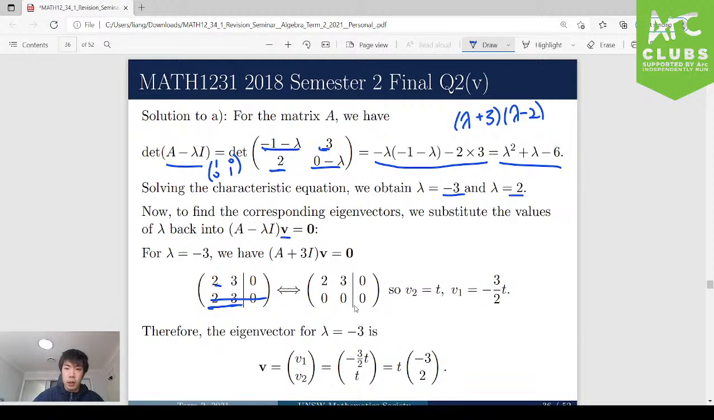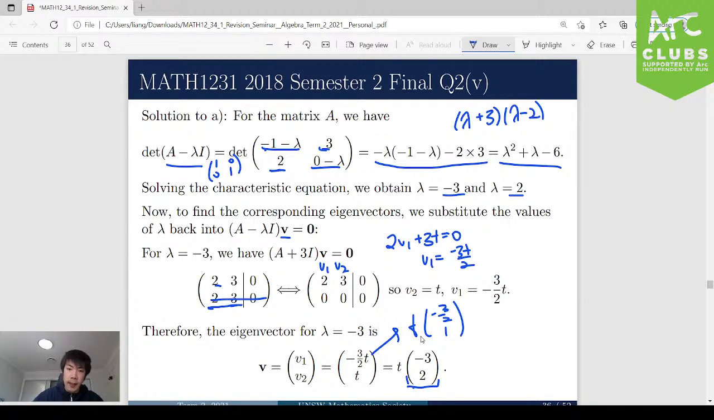And so then if you do some back substitution, if you set v2 to be some free parameter t, then obviously v1 has to be -3 on 2 t, because you have 2 v1 plus 3t equals 0. Okay? And so therefore, your eigenvector for lambda equals -3 would just be this one, right? After you factorize out your t from your vector, you get t times -3 on 2, 1.